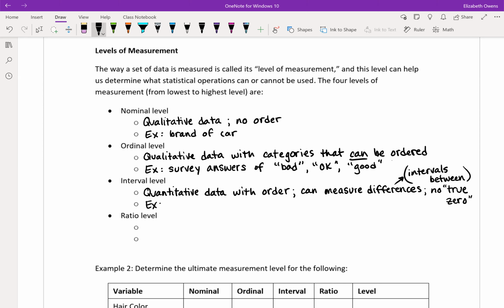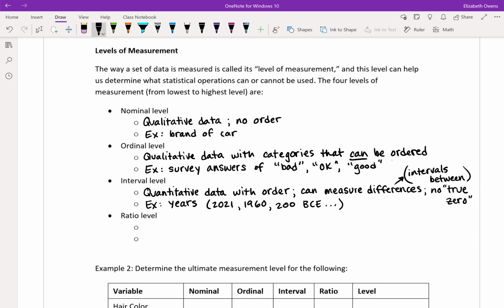Another really good one to think about here is different dates, years. So like 2021, 1960, 200 BCE, all right, etc.